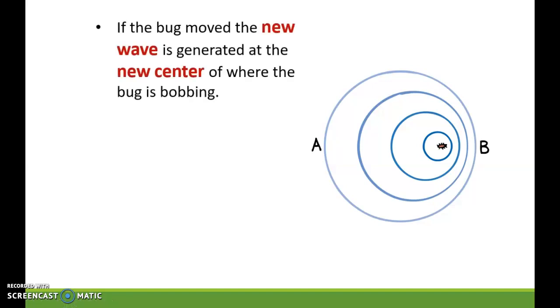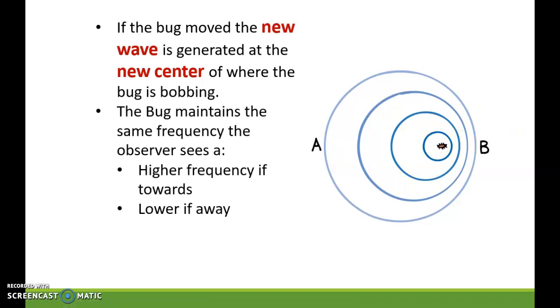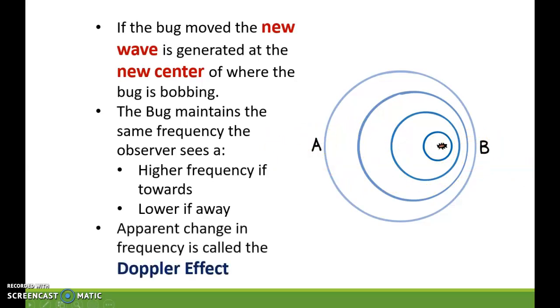Okay, so maybe you said that you notice these waves here have a higher frequency than the ones back here. As he moves in this direction, they tend to get faster here. So as the bug moves, the new wave is generated at the new center where the bug is bobbing, and you will notice a change in frequency. The bug maintains the same frequency. The observer sees a higher frequency if it's moving towards them and lower if away. So here you'll see the higher frequency, but over here you would see a lower frequency. This apparent change in the frequency is called the Doppler effect.